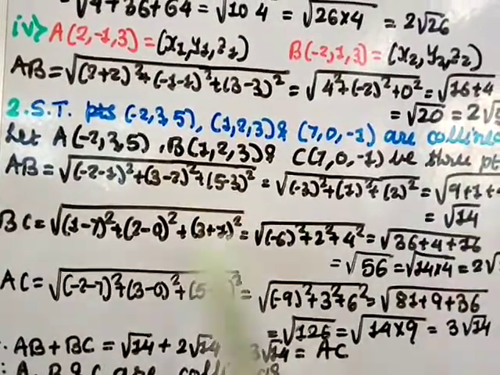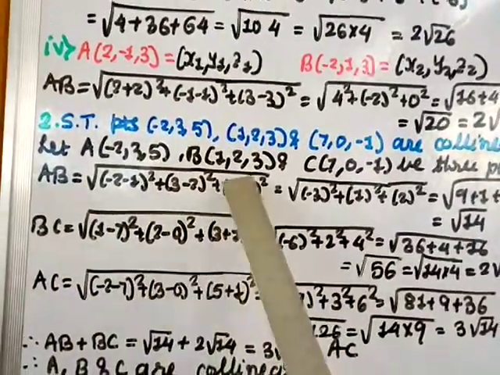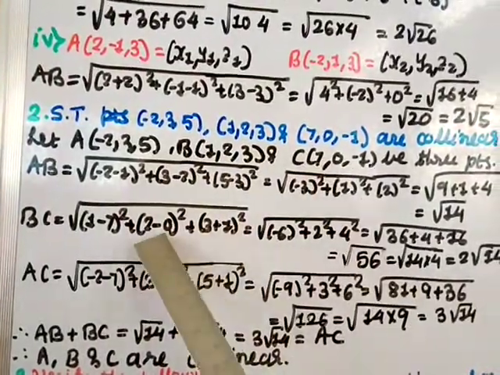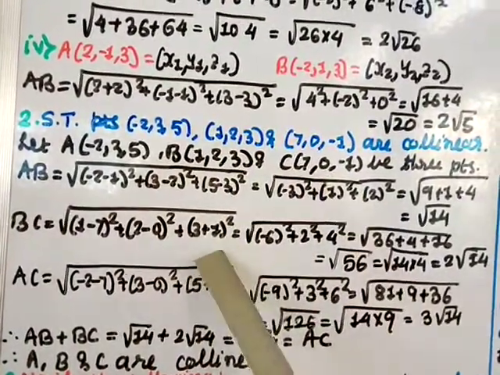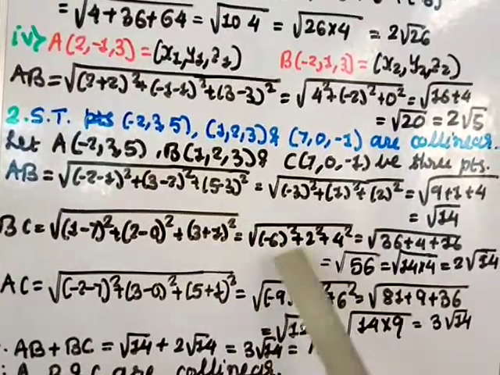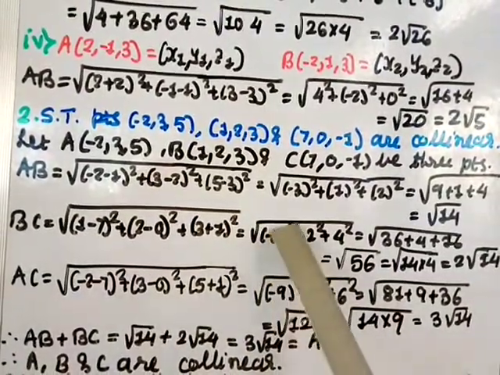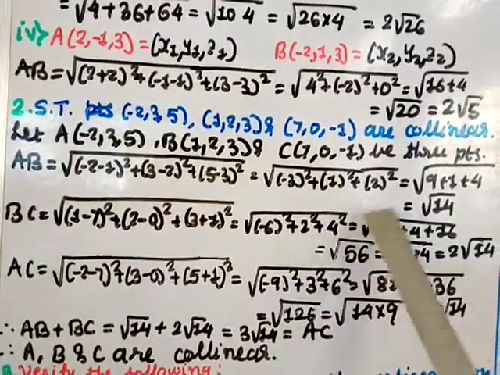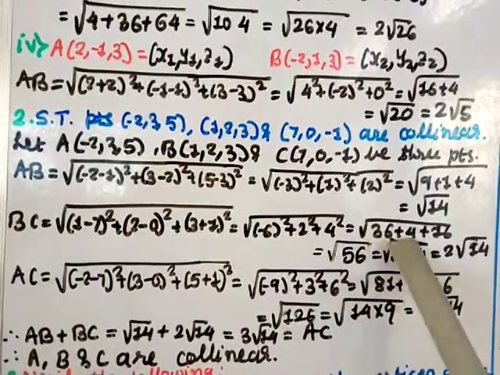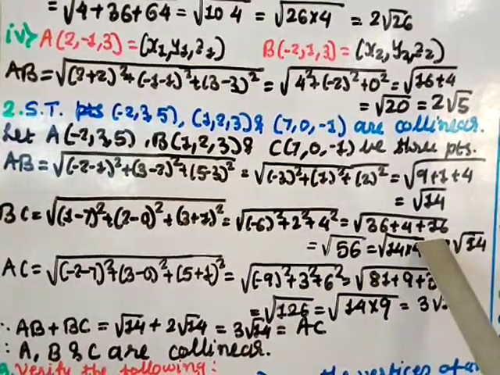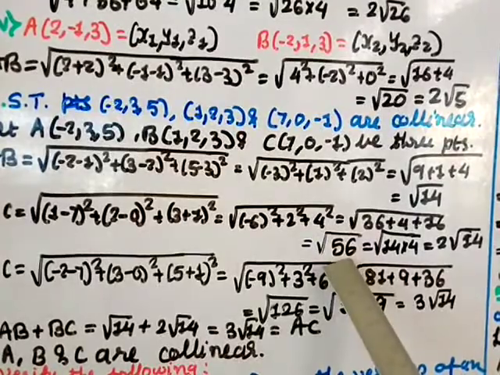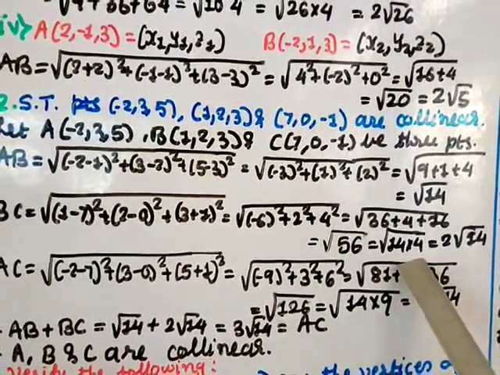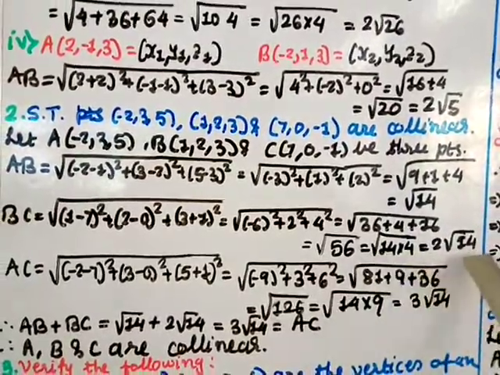BC equals the square root of (1 - 7)² + (2 - 0)² + (3 - (-1))², which equals the square root of (-6)² + 2² + 4². That is 36 + 4 + 16. Summing up, you get the square root of 56. This can be written as the square root of 14 times 4. The square root of 4 is 2, and root 14 stays as it is.